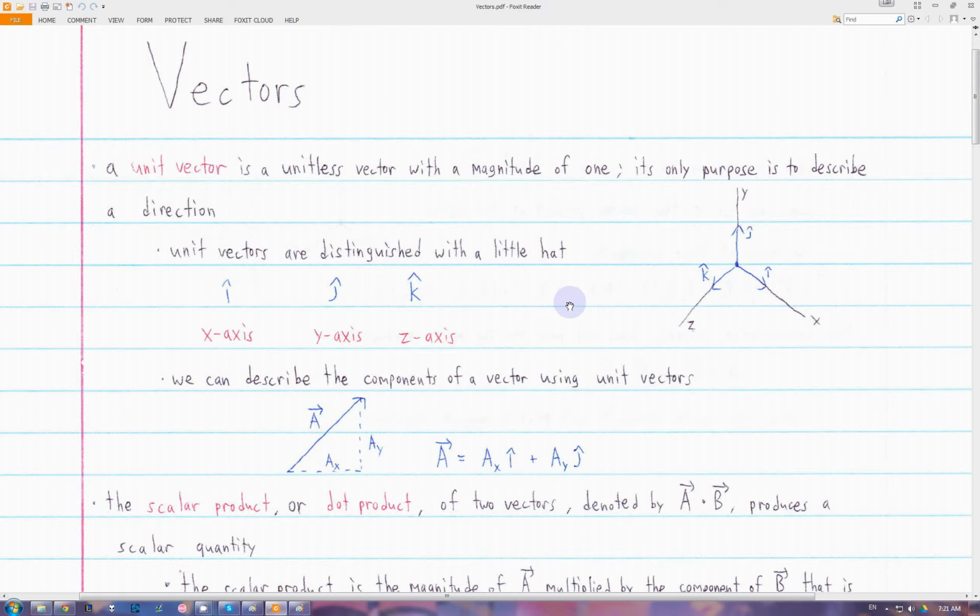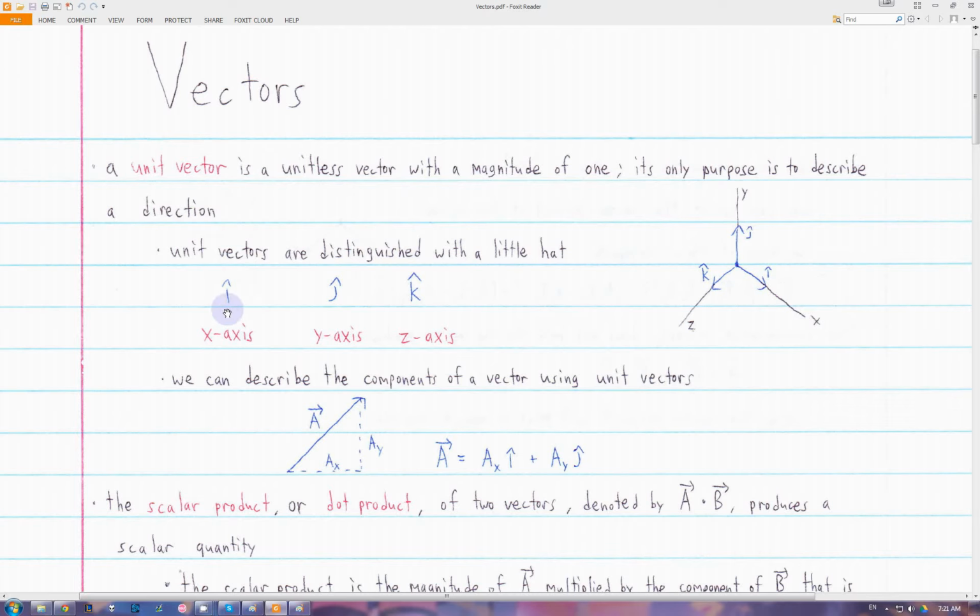So sometimes all we need to do is indicate a certain direction. And to do that, we can use a unit vector, which is a vector with a magnitude of 1. So all we use it for is to indicate a direction. And the most common unit vectors are the ones that point along the axes.